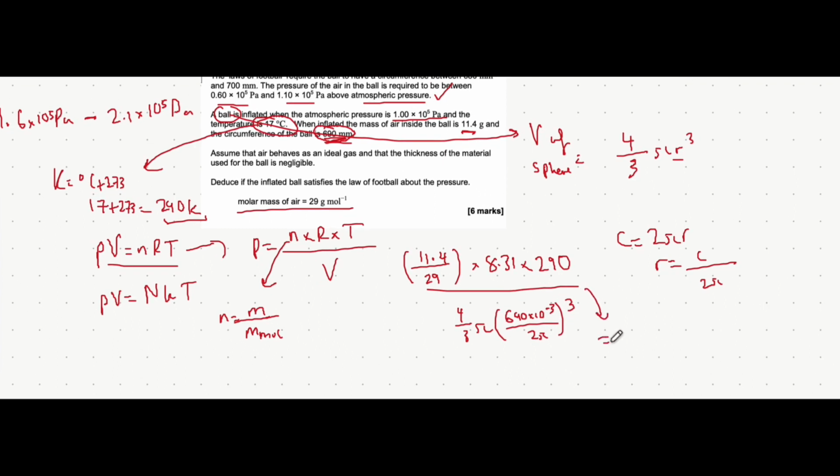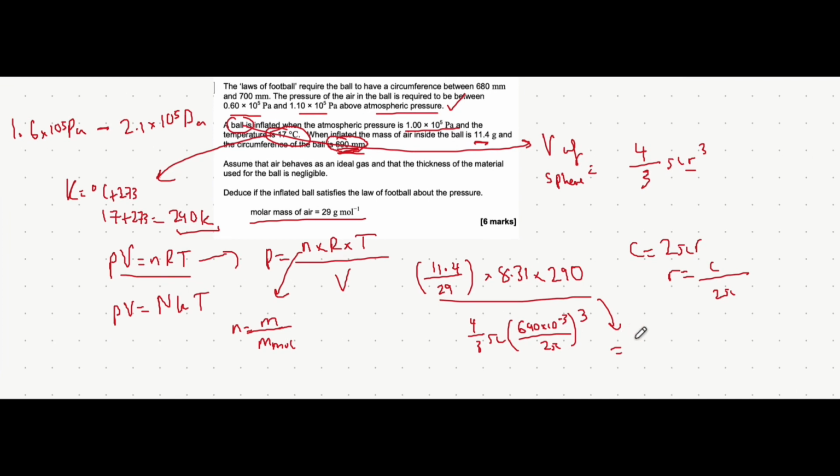Once you've done that in your calculator, I did it beforehand, and it will get you a value of 170769. In order to compare it to our range that we have, let's convert it to standard form. So that's 1.7 times 10 to the power of 5 pascals, which it does fall within this range. So this inflated ball does satisfy the football law about pressure.